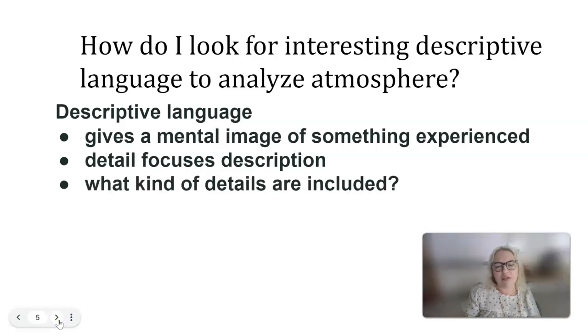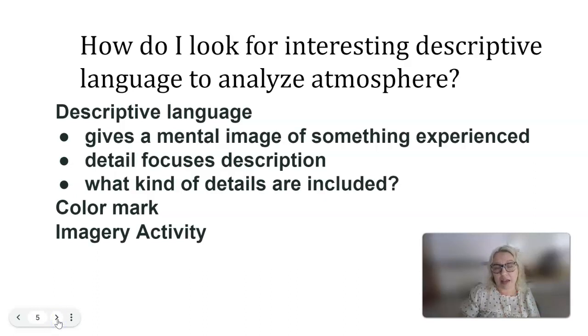And so you really have to ask yourself, what kind of details are included in the description of setting and all of the things that are happening there? Focusing on those things as you read will help you get to atmosphere. How can we do that? We can color mark like we did in 6.3. We can do the imagery activity like we did in 6.2. And maybe you're not going to use just imagery. Maybe you will use other kinds of details that describe this place and create atmosphere.